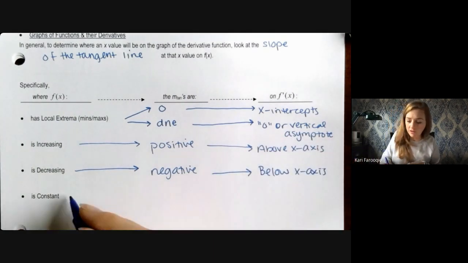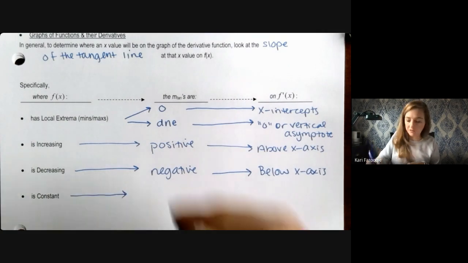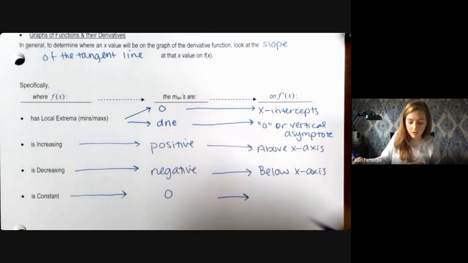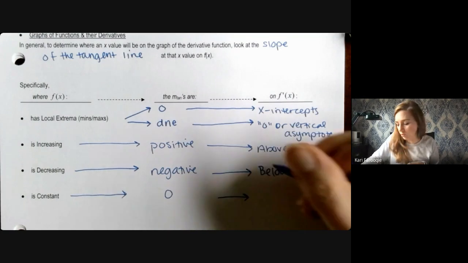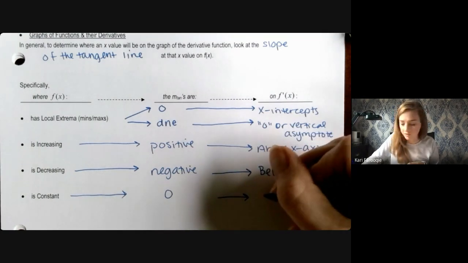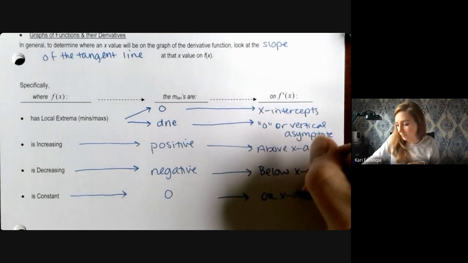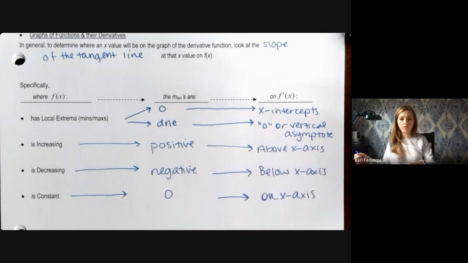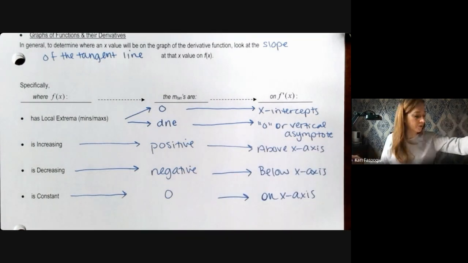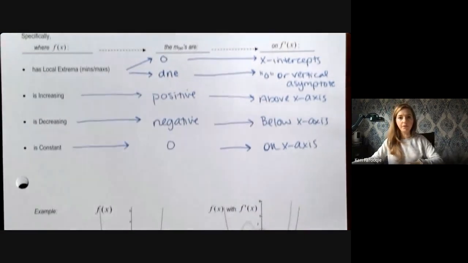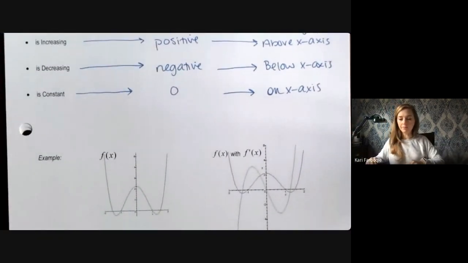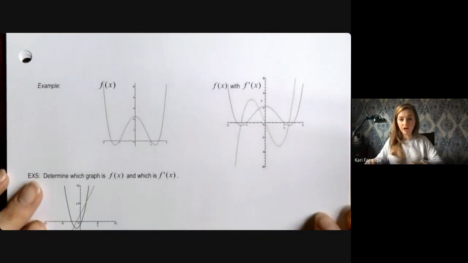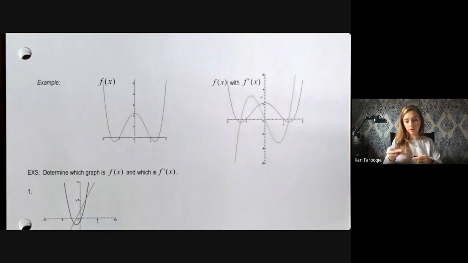If f of x is constant, that means that the slopes of the tangent lines are 0. If that's the case, then this will just represent sitting on the x-axis for your derivative graph. So we're going to look at a couple of examples and I'll get you out of here, I promise. I know there's so much to do in this section, but it's crucially important. There are fewer sections in this chapter, but they're kind of loaded.